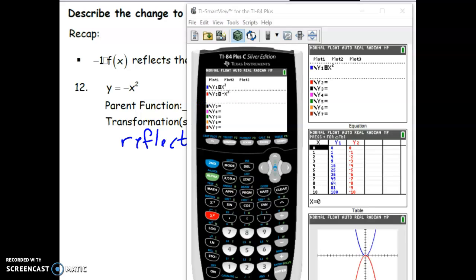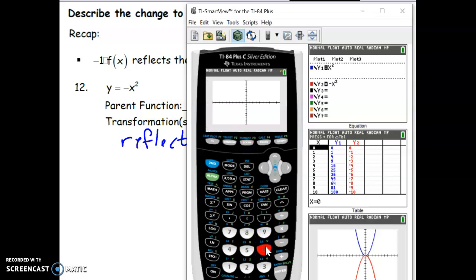All right, I've got x squared and negative x squared. And if I want to go back to the standard position, I'll just go ahead and do zoom 6. It'll automatically put me in the standard position. There's the parent parabola, and there's the reflected parabola.